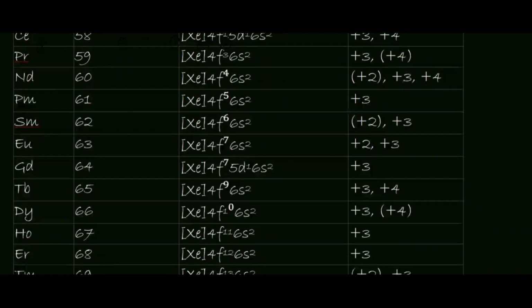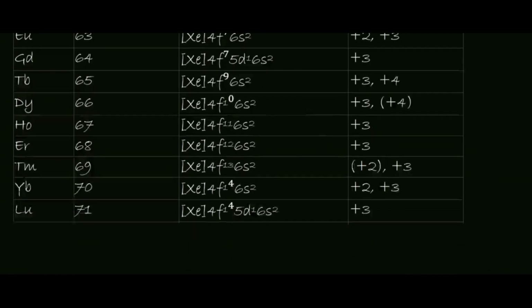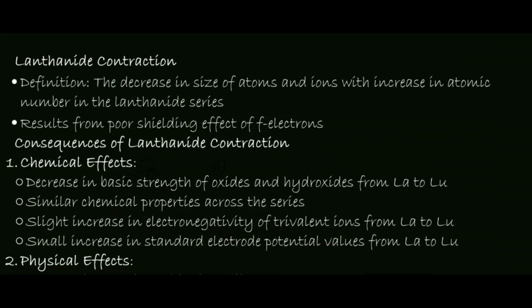Lanthanum, cerium, promethium, neodymium till lutetium. Okay. So the most important part in lanthanides is the lanthanide contraction. So what is that? It is the decrease in size of the atoms or ions with increase in atomic number. Okay, so that's what the lanthanide contraction is. Why is that happening? It is happening because of the poor shielding effect of F electrons.